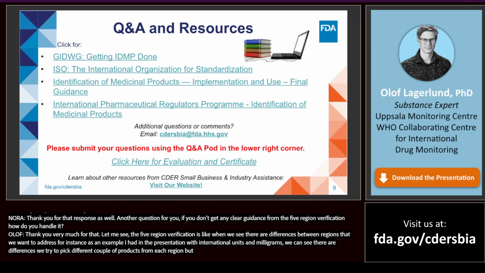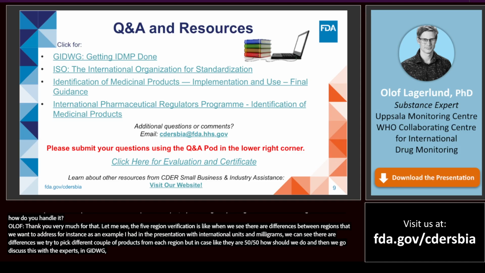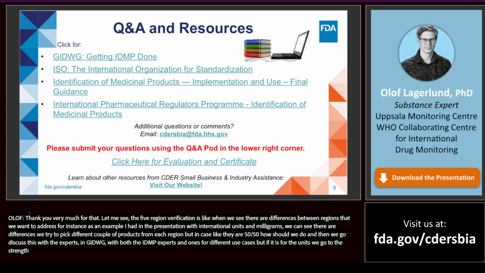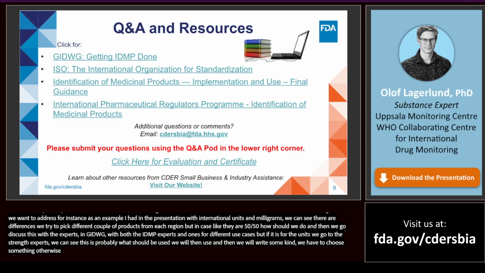Then we go and discuss this with the experts in GIDWG, both with IDMP experts and the ones for different use cases. If it's for the units, we go to the strength experts that deal with that a lot, coming from pharmacopoeias and so on. So we can really see what should be used, and we will then use that. And then we'll write some kind of rule, because we have to choose something, otherwise we will stand there in between. Sometimes we hope the choices are the correct ones. Otherwise we have to change later on, but hopefully not.